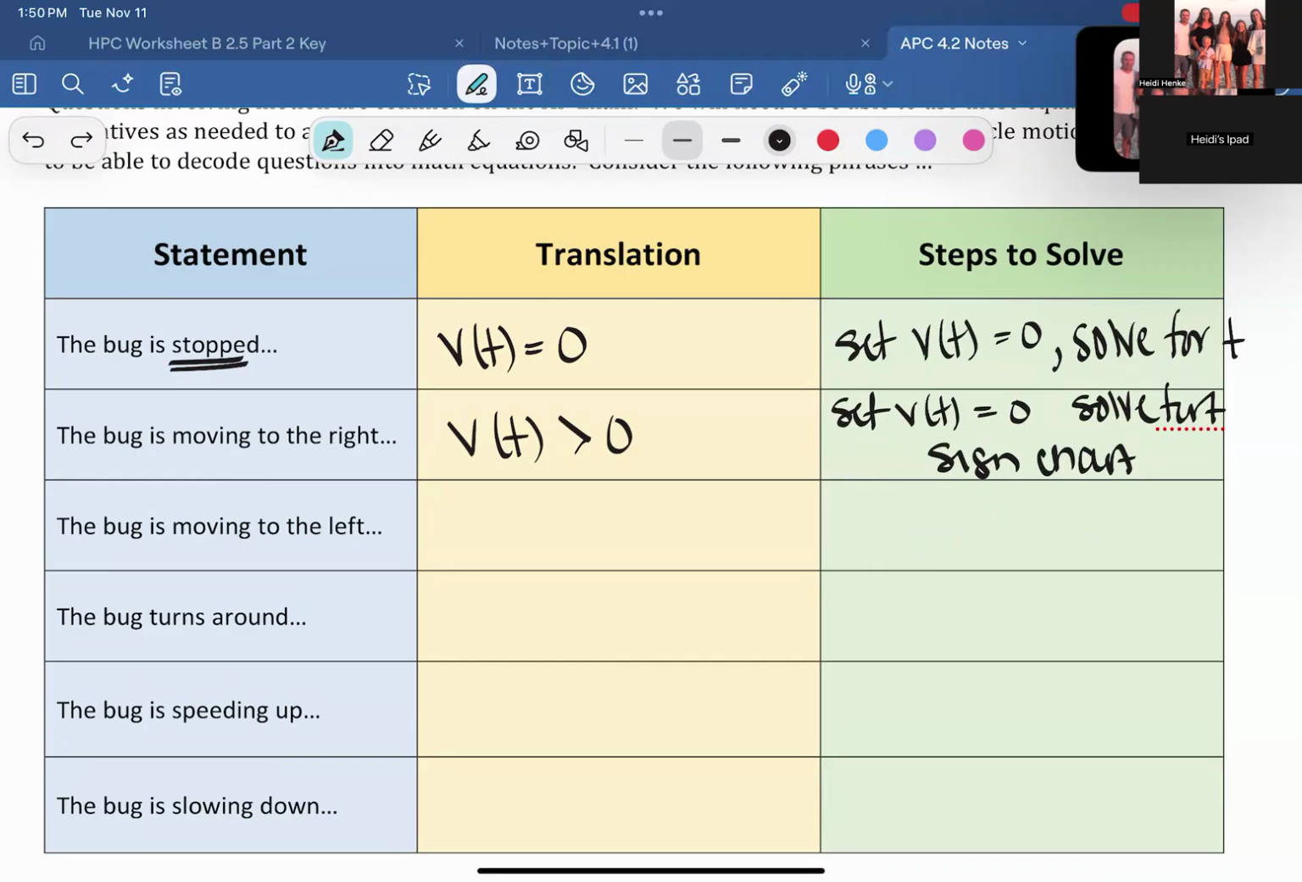If the bug is moving to the left, that means your velocity is negative. And we're going to do the exact same thing, except we're going to look for the negative parts of the sign chart.